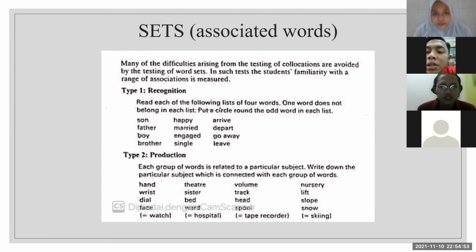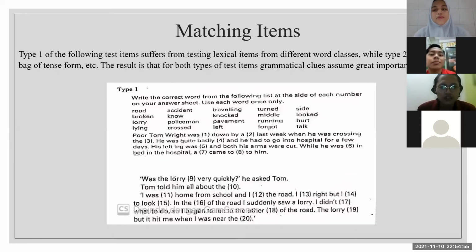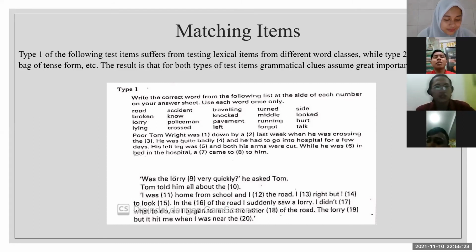We're going to the next slide, matching items. This slide is about matching items. The following item suffers from testing lexical items from different word classes, while type 2 tests a mixed bag of tense forms. The result is that for both types of test items, grammatical clues assume importance. This can be related to the grammatical.